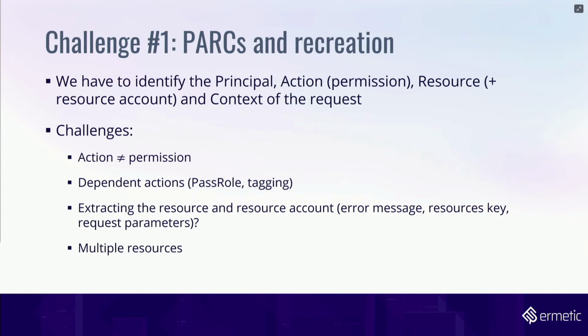List bucket, the permission is called ListBucket. The API action is usually ListObjectsV2, and the CloudTrail event is usually ListObjects. Three different names for the same thing. We have to know how to do the translation. The second challenge is dependent actions, right?